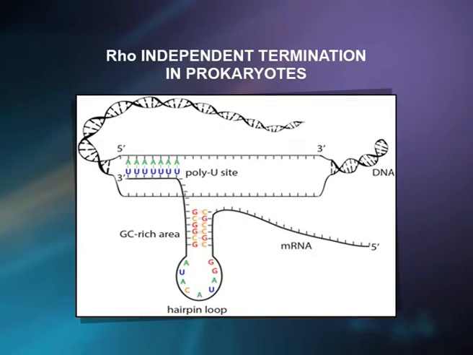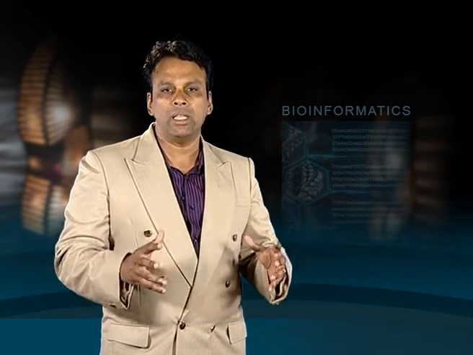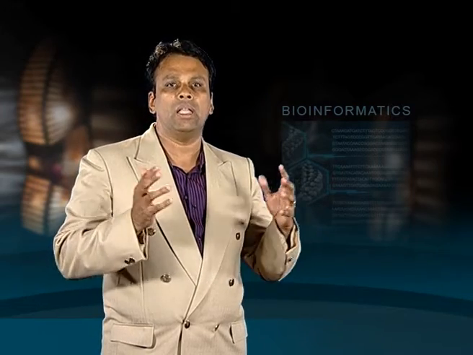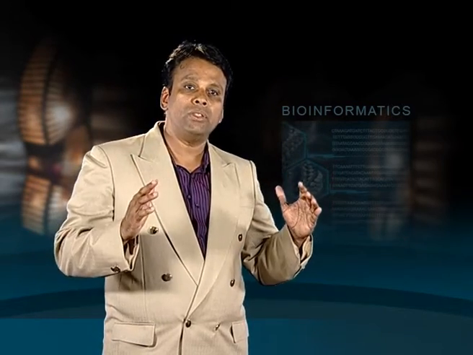Rho independent terminators contain a GC rich region followed by 6 or more AT base pairs. The nucleotide sequence of the GC rich region is such that regions of the single stranded RNA can base pair and form hairpin like structures. These hairpin like structures form immediately after the synthesis of the participating regions of the RNA chain and retard the movement of RNA polymerase along the DNA, causing RNA polymerase to slow down or pause in transcription.